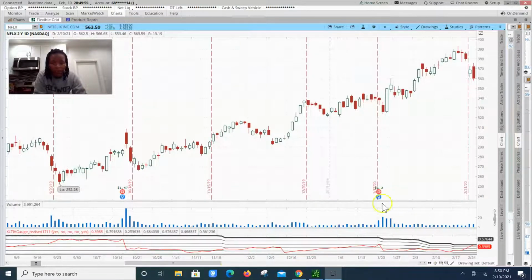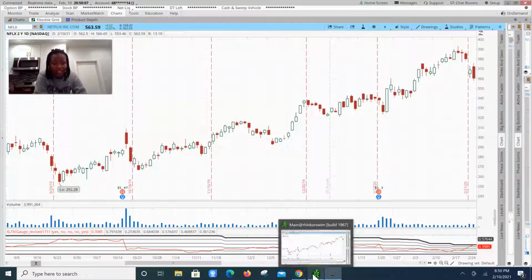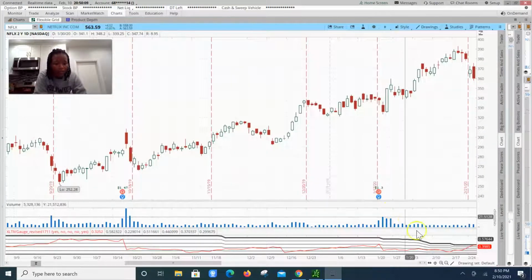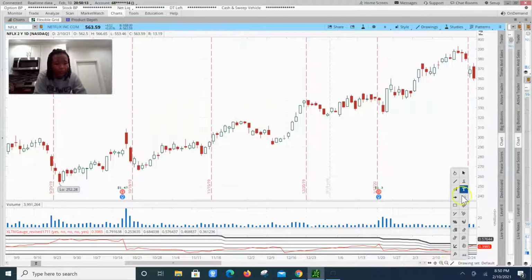This platform is Thinkorswim or TD Ameritrade, and the icon looks like that down there below. So we're going to go down here to Active Tools. We're going to get on the trend line.